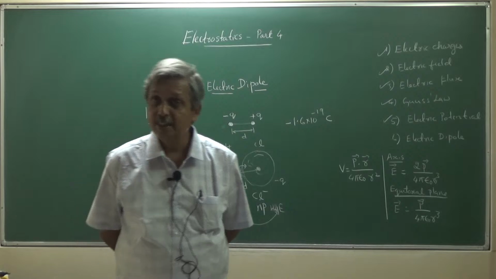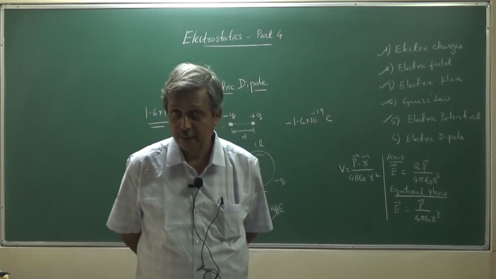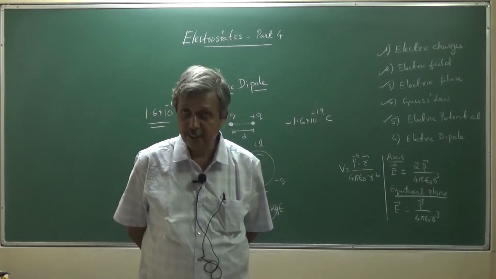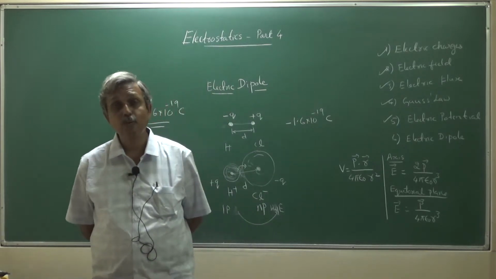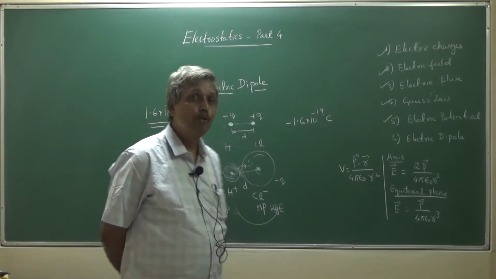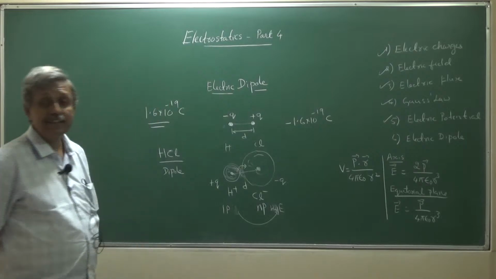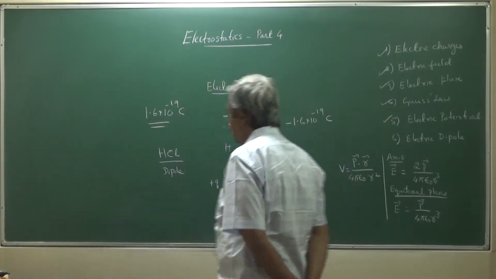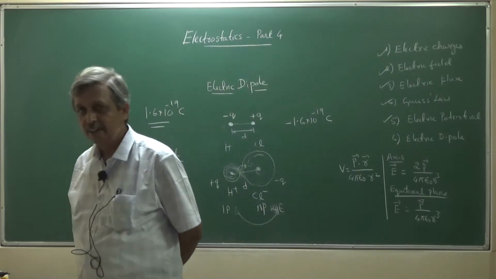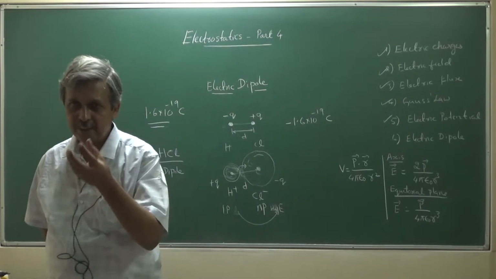So there are many such things. In chemistry, we can see that there are many molecules which have a permanent dipole moment. We call it the dipole moment. Why do we call it a moment? We will talk about it. So there is a dipole existing.